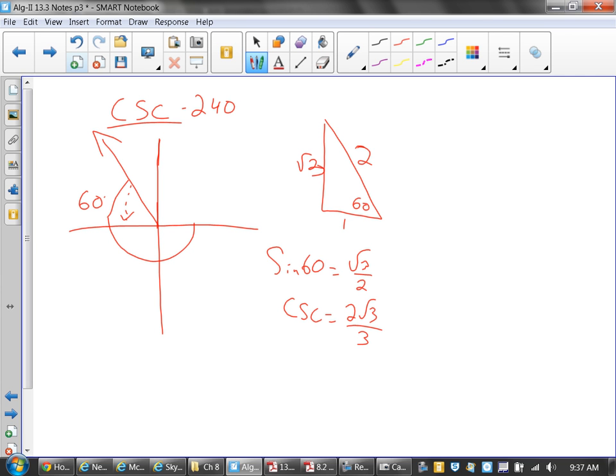Now, in the second quadrant, is sine positive or negative? It's positive because the sine is the y value. So your answer is 2 root 3 over 3. Make sense? Okay.